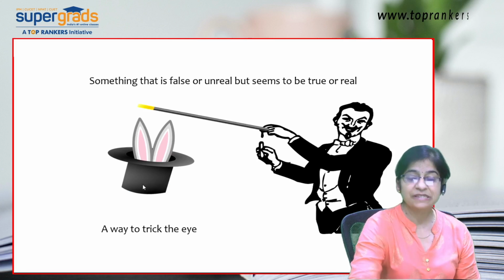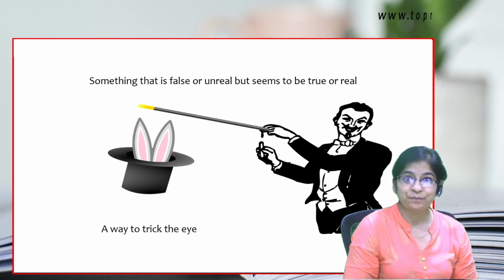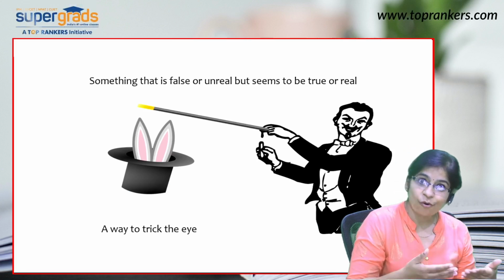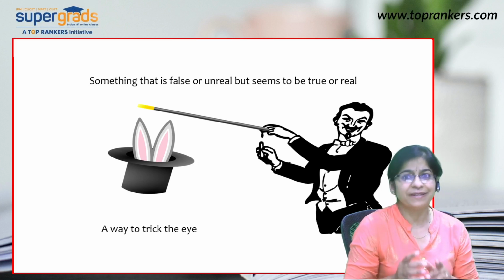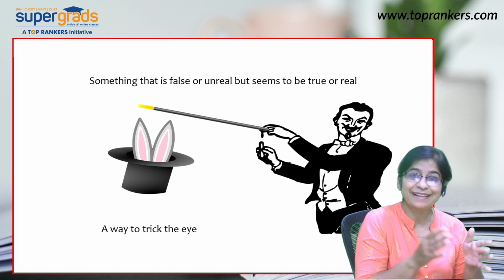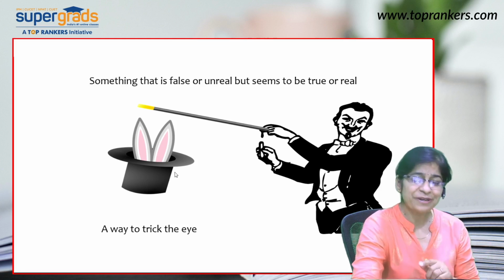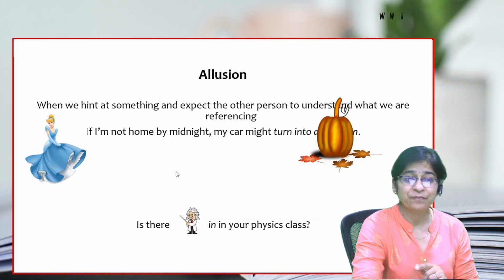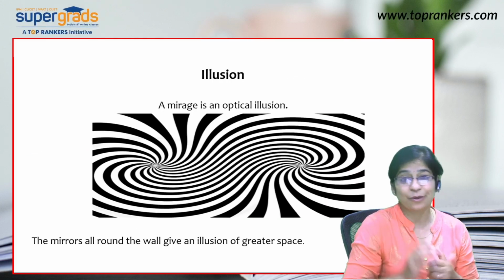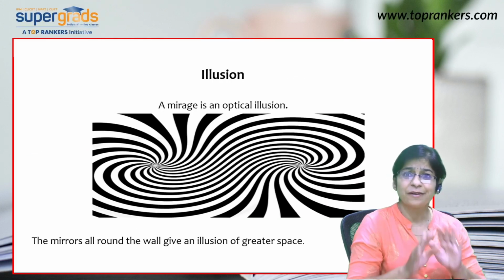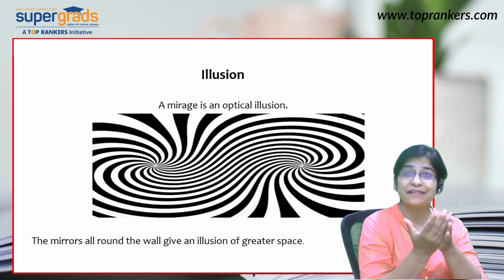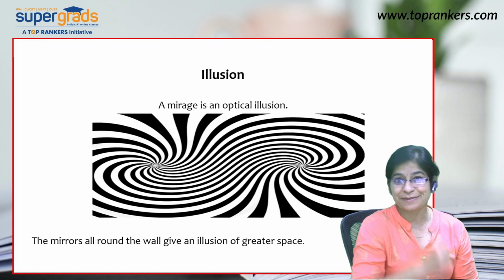Now, illusion is a way to trick the eye. It's something that's false or unreal, but it seems true or real. So think of the illusion that the magician creates when he does all those magic tricks. Some more examples of illusion could be a mirage is an optical illusion, or mirrors all around the wall create an illusion of greater space.